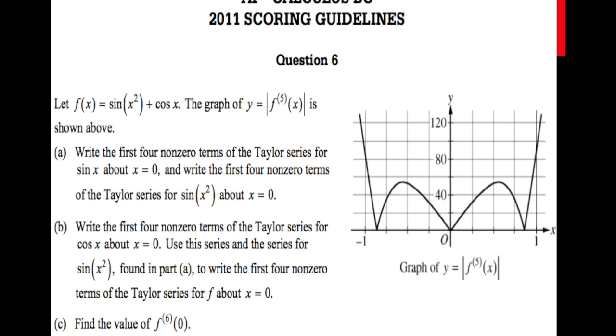Today I'll be covering 2011 question number 6. The question states, let f of x equals sine of x squared plus cosine of x. The graph of the fifth derivative of f of x is given.